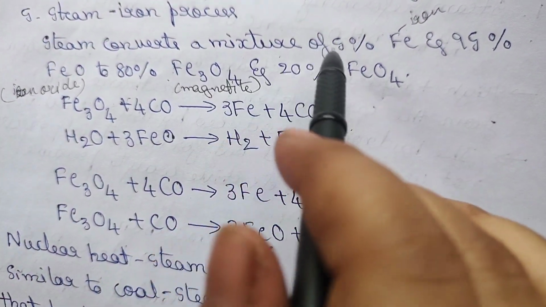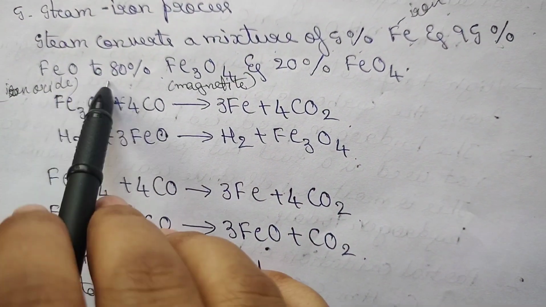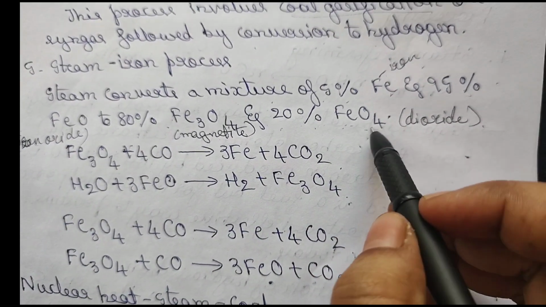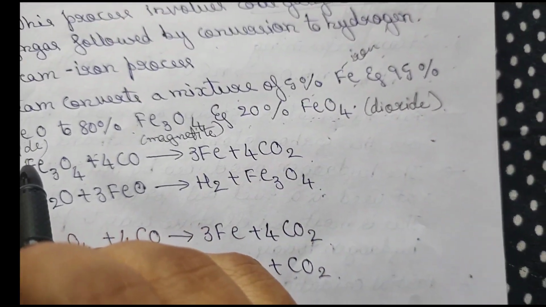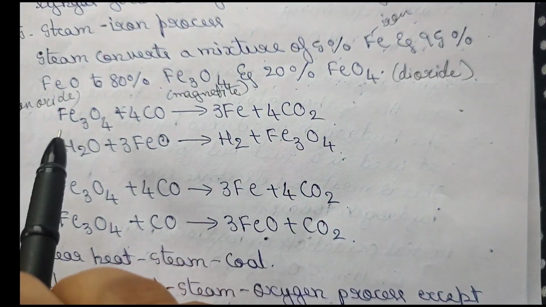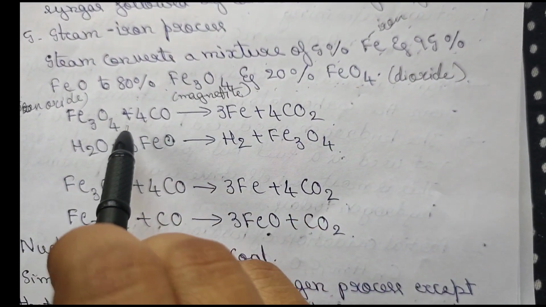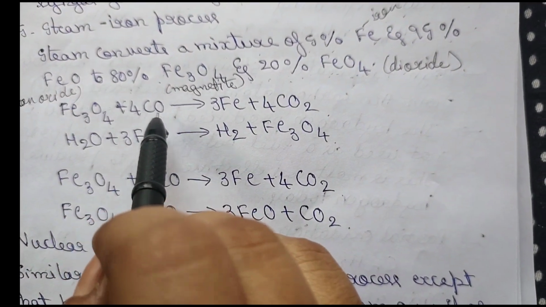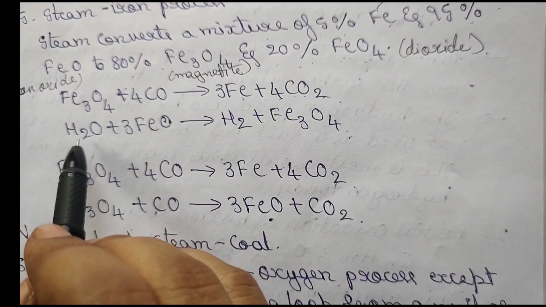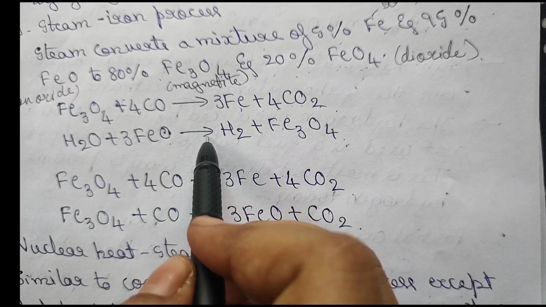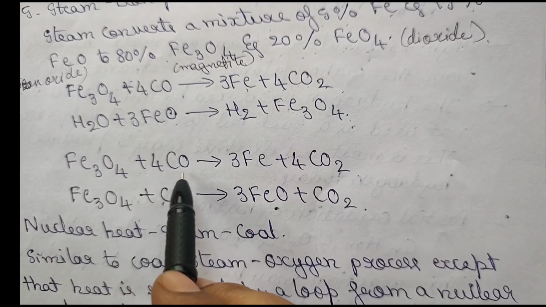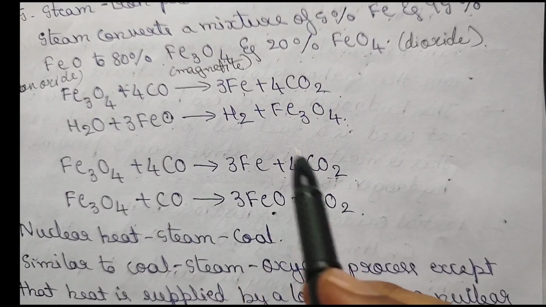Here steam converts a mixture of 5% iron and 95% iron oxide to 80% magnetite and 20% iron oxide. Fe3O4, that is magnetite. Fe3O4 plus 4CO, carbon monoxide, output 3Fe, iron, plus 4CO2, carbon dioxide. Here H2O plus 3FeO, reaction output we get H2 plus Fe3O4.